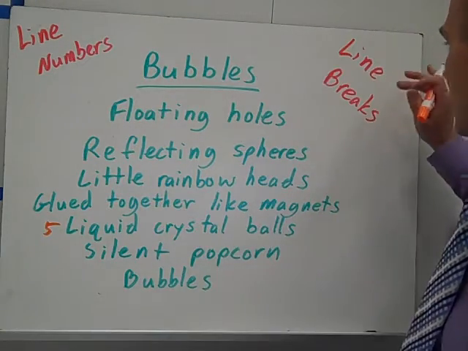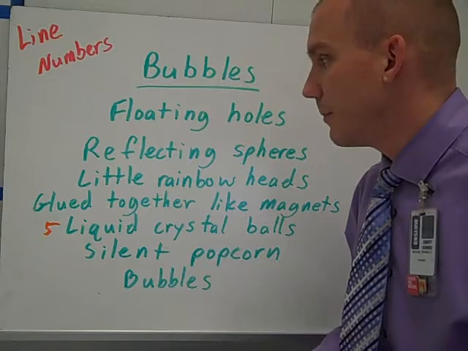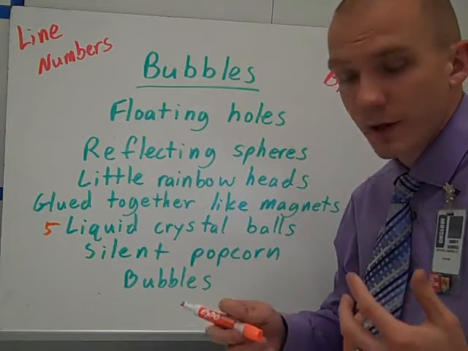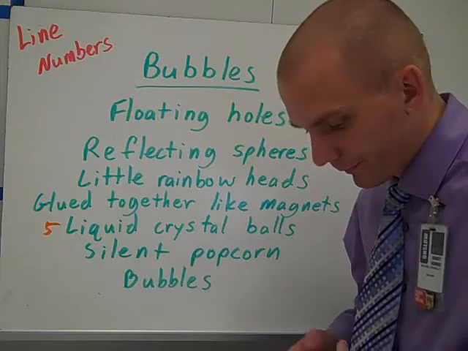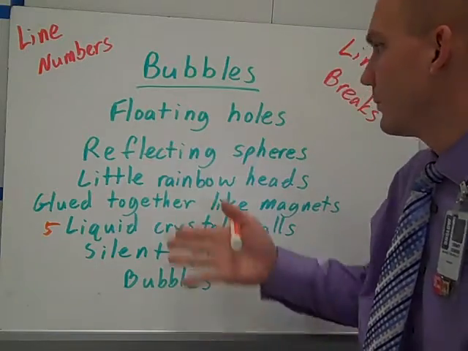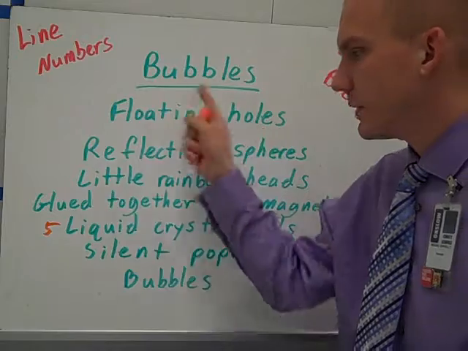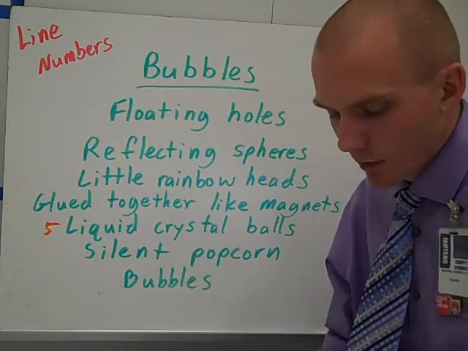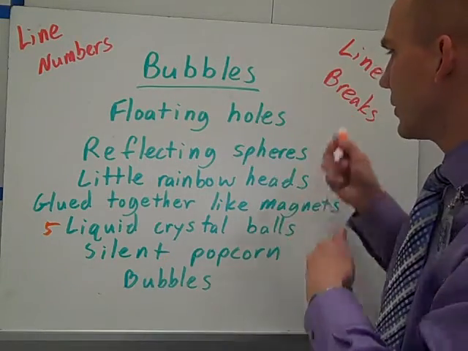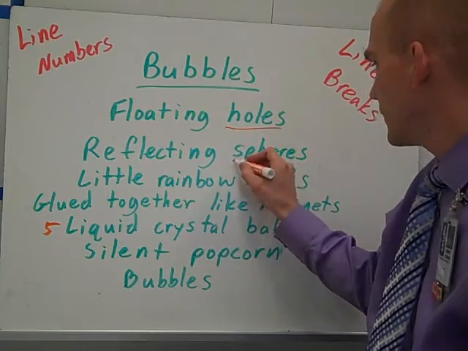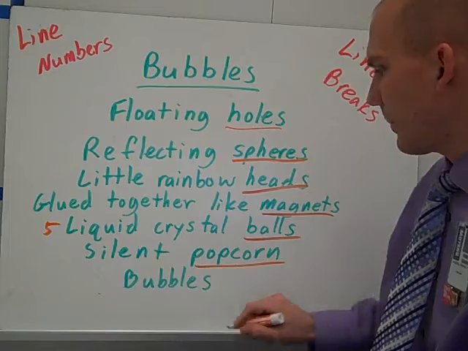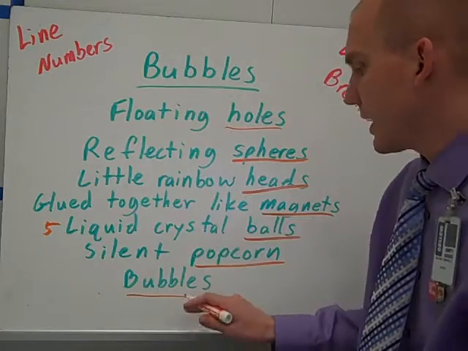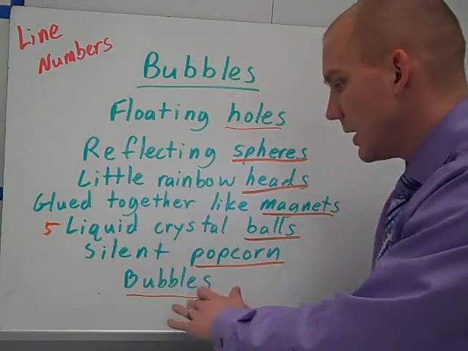Okay, line breaks now is really what makes a poem and gives it that good imagery and those emotions. How did the author decide the line breaks here? To really think about how the author did that, you want to look at the last word in each line. Holes, spheres, heads, magnets, balls, popcorn, and you can even look at bubbles at the top and the bottom if you count those as lines.